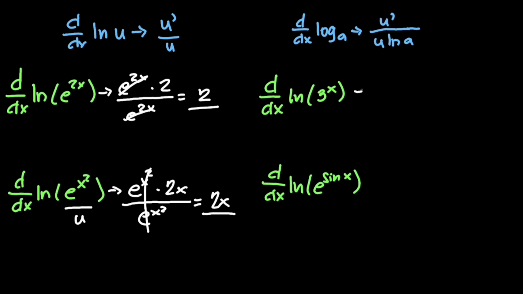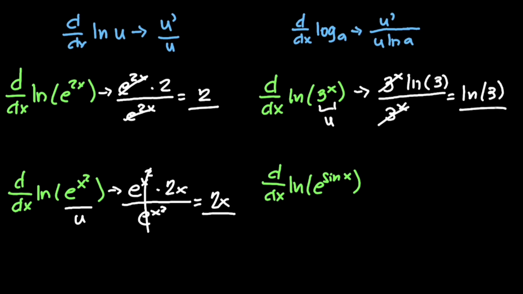The derivative of ln of 3 raised to the power of x. First, take the derivative of u here, which in this case is 3 raised to the power of x. The derivative of 3 raised to the power of x will be 3 raised to the power of x ln of 3 over 3 raised to the power of x. These two will cancel each other out, so your final answer will be natural log of 3.